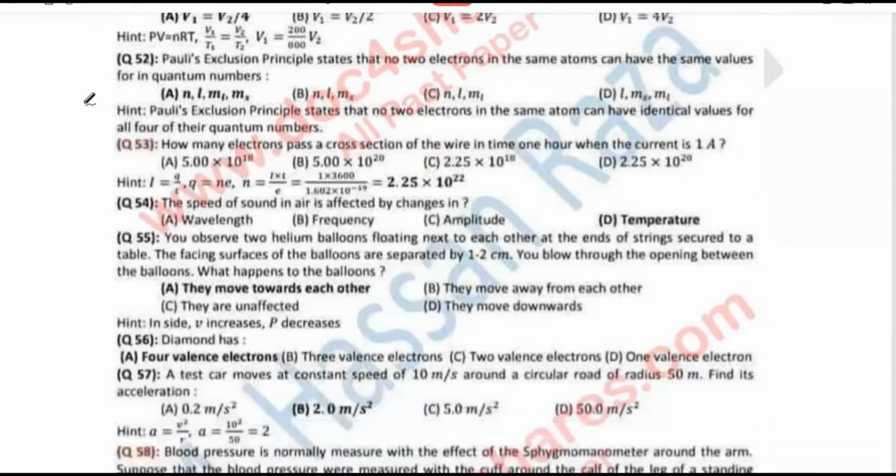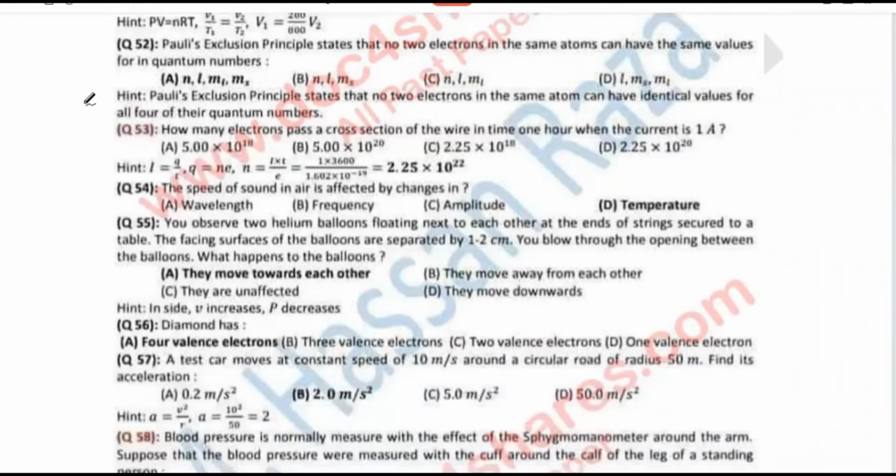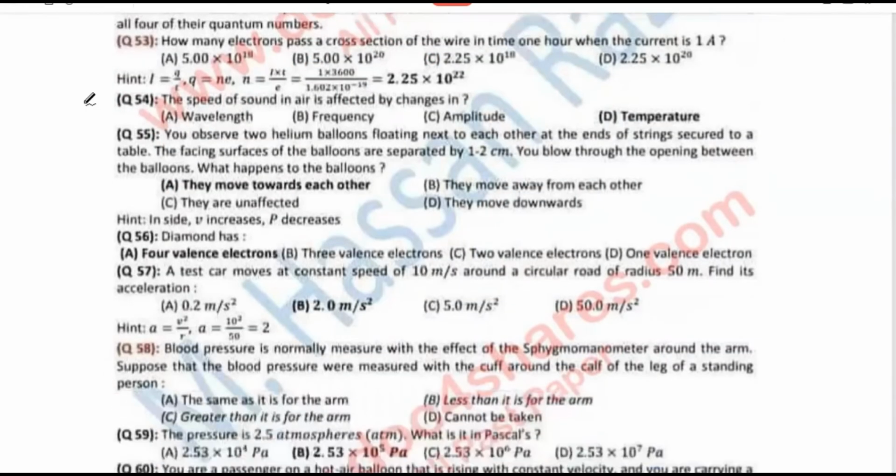56. Diamond has 4 valence electrons. 57. A test car moves at a constant speed of 10 meters per second around a circular road of radius 50 meters. Find its acceleration. So the answer is B, 2 meters per second squared.